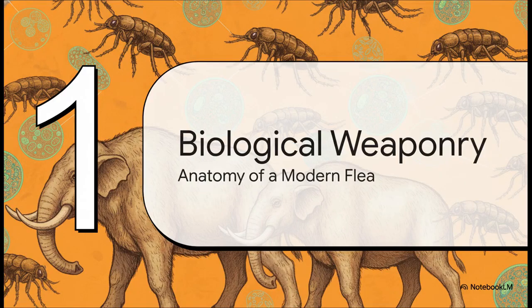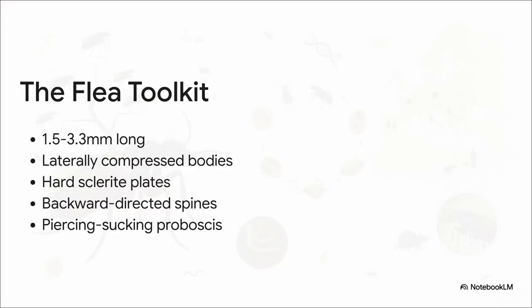Section 1. Biological weaponry. The anatomy of a modern flea. So as the dinosaurs died out and mammals took over the scene during the Paleogene period, the flea had to adapt quickly to survive on these new, furry hosts. And man, did they evolve a highly specialized biological toolkit.